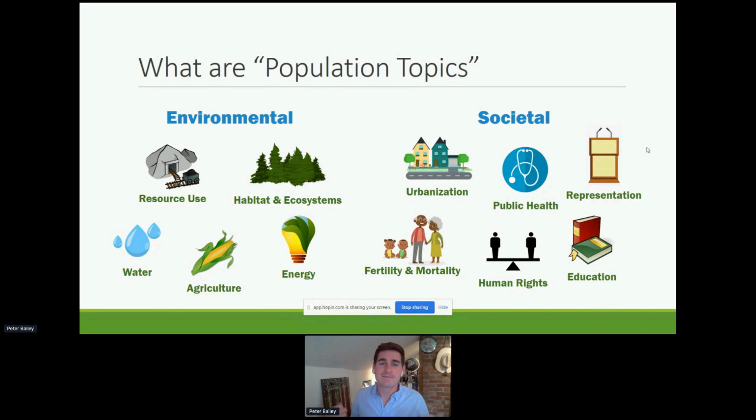So anything from huge global trends like urbanization or public health, which is of course very topical right now. But we also talk about smaller issues like what happens to a small community when we see population booms or busts. What does representation look like so that people have a voice in how their country is being run? And so often we focus a lot on women's and girls' education, including human rights.